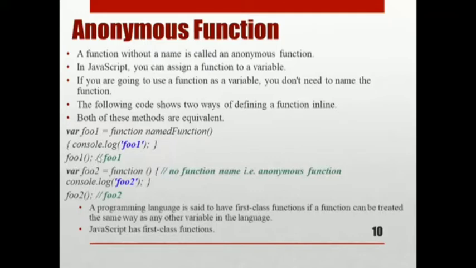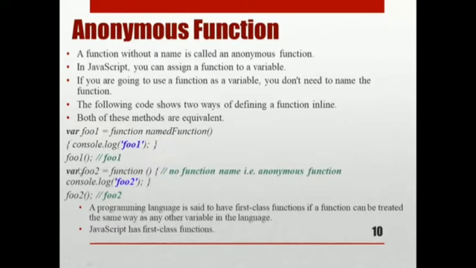What will this function print? It will print foo1, that is, it will print that variable. Why? Because here you can see we are using that function as a variable. That variable consists of this function, so now that variable acts as a function here. So it will print console.log foo1, that is, it will print foo1.